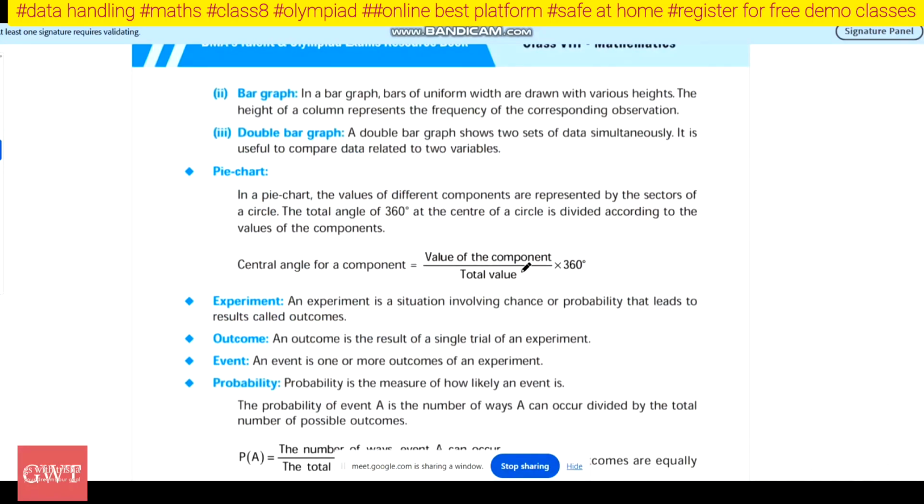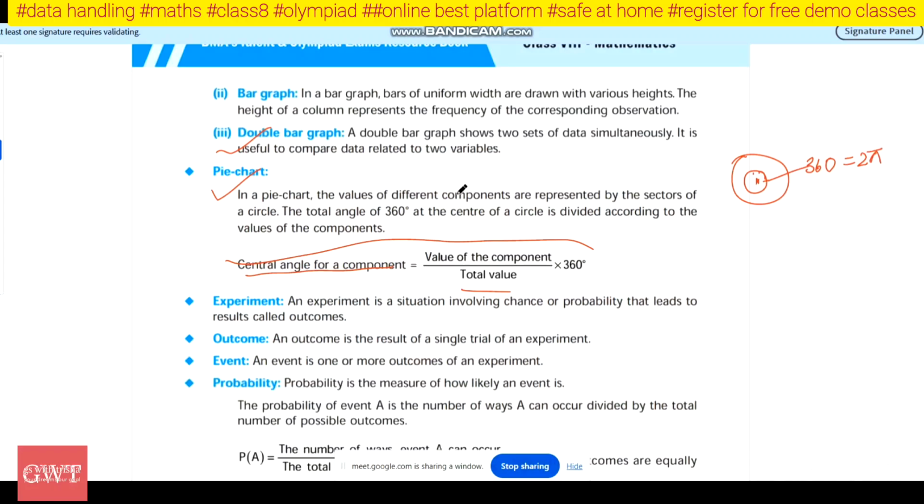Then bar graph, we will work and then I will show you. Double bar graph, pie chart. Now see, the central angle of a component is equal to the value of the component upon the total value, into 360. Why? Because the entire circle makes how much angle with the center? 360 degrees, or 2 pi in radians.